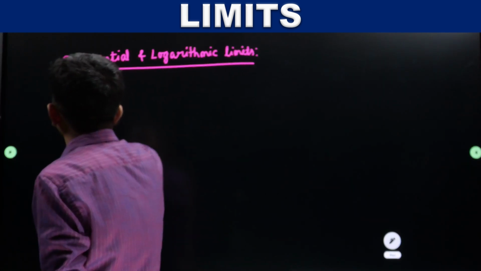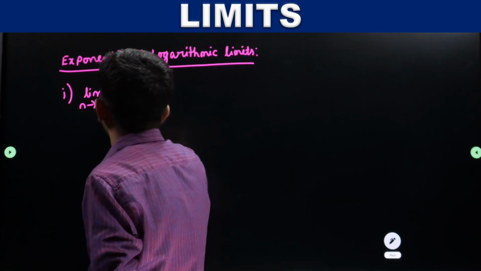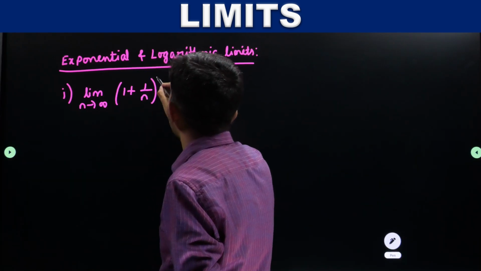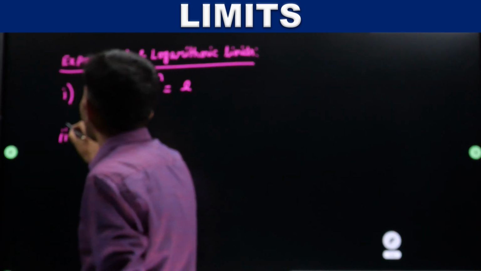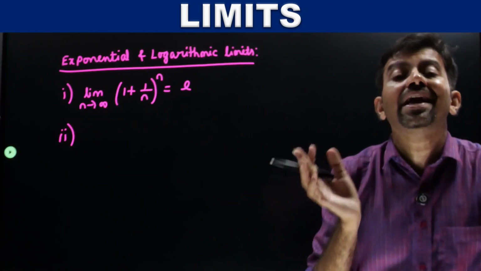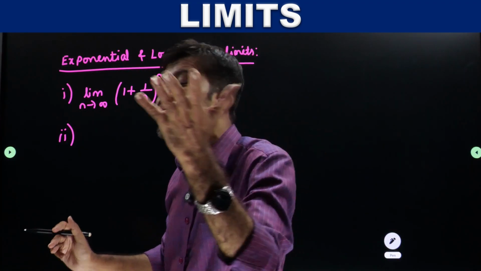The first one we have: limit n tends to infinity, (1 plus 1 by n) to the power n is equal to e. E is a number which lies between 2 and 3. E is an irrational number whose value is approximately 2.71828. It's an irrational number. It's a friend of pi.